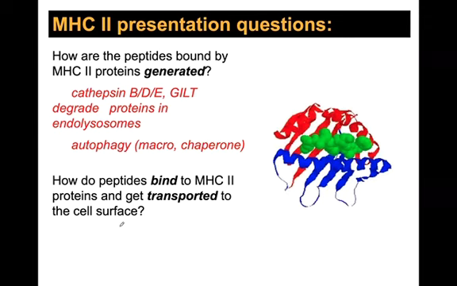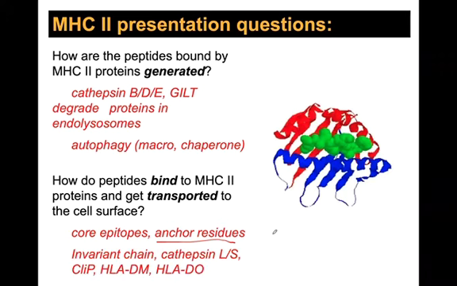For macroautophagy, you don't have to know all of the autophagosome proteins that are generated. But then you need to know how the peptides bind to the MHC2 and how they get transported to the cell surface. So you should know something about this difference between MHC1 and 2, where MHC2 has core epitopes that can have long overhangs that stretch out of the MHC itself. The anchor residues are typically just in that core epitope.